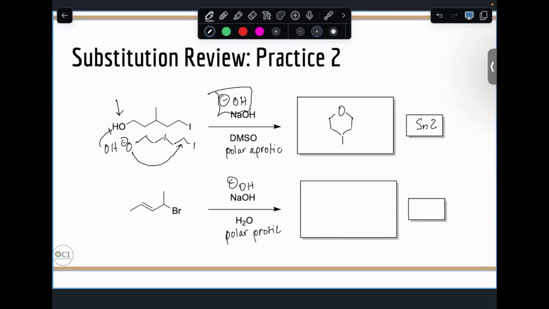And then for the second one, is this SN1 or SN2? SN1, yes. So this involves the formation of the carbocation. And then the OH group will attack that, forming this. Do we have any questions on that? No questions? Okay.